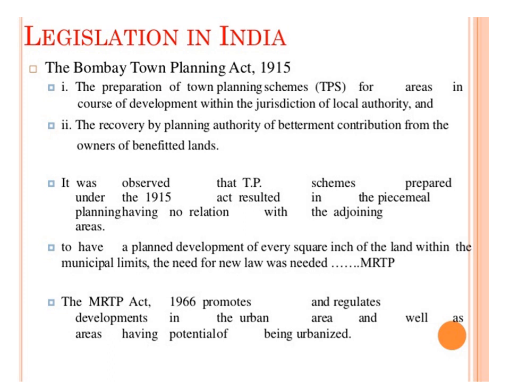The preparation of town planning schemes for areas in course of development within the jurisdiction of local authority, and the recovery by planning authority of betterment contribution from the owners of benefited lands. It was observed that the town planning schemes prepared under this act resulted in piecemeal planning having no relation with the adjoining areas. To have a planned development of every square inch of the land within the municipal limit, a new law was needed, and that is MRTP Act. The MRTP Act 1966 promotes and regulates development in the urban area as well as areas having potential of being urbanized.